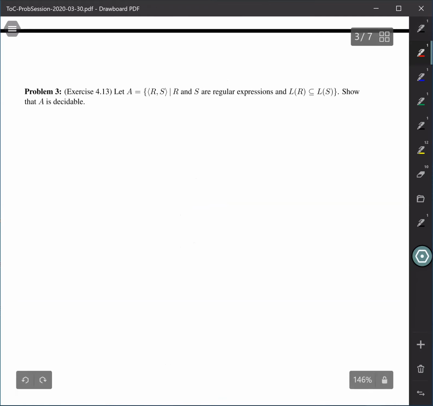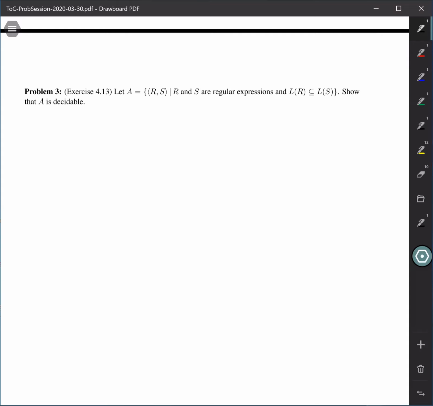All right. So here's one that uses some set notation. We're asking whether the set of strings generated by regular expression R is a subset of the set of strings generated by regular expression S. This one is a little bit more complicated.